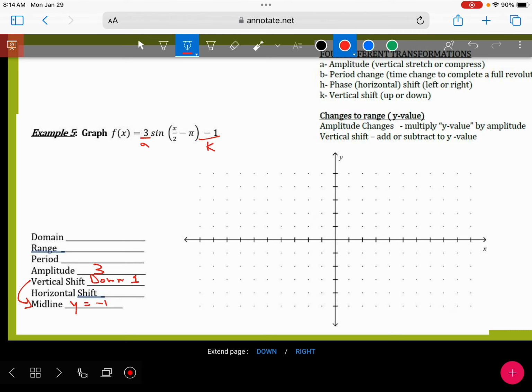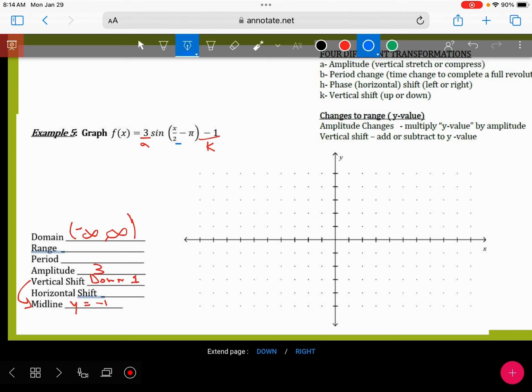Can anyone tell me what the domain always is for sine and cosine? Yep. Two ways to say the same thing: all real numbers, negative infinity to infinity. Great, so then who can tell me what the b value is here? X over 2, yep. It's important to remember that we have to separate the b value from the x. So our b value here would just be 1/2.